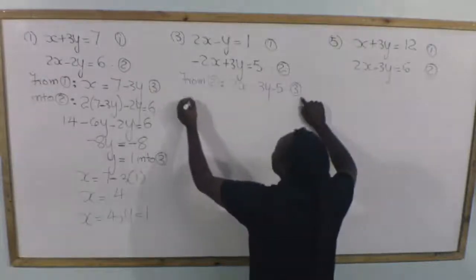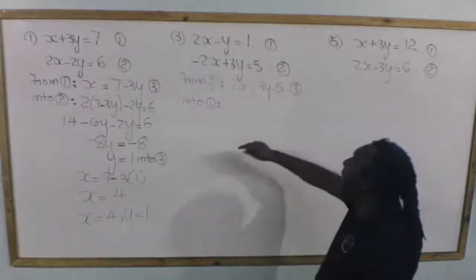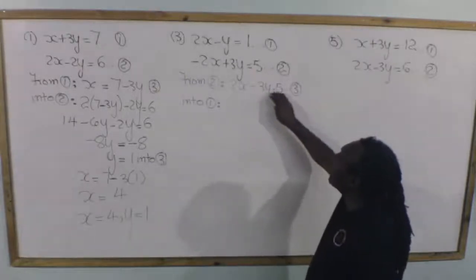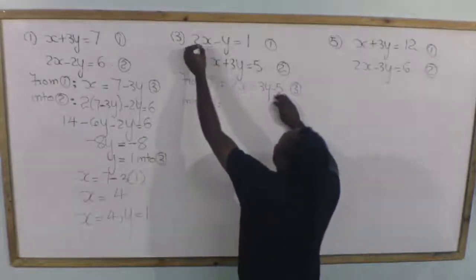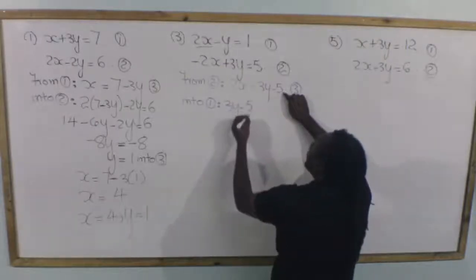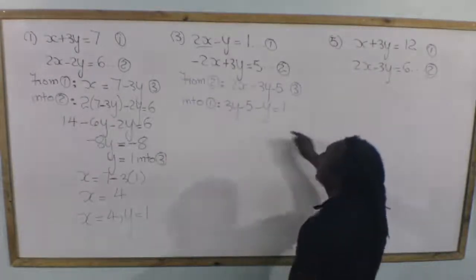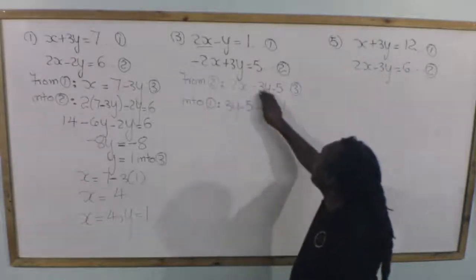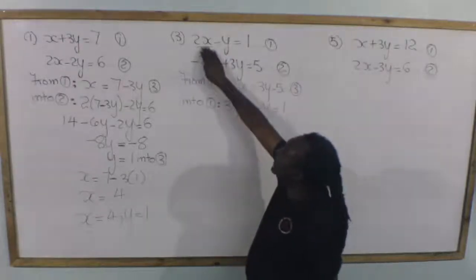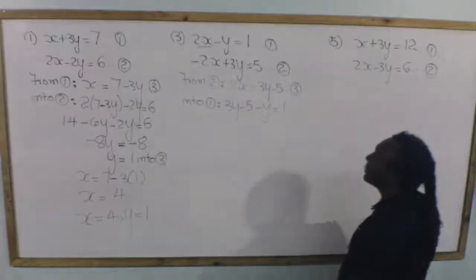And we are going to put this into which equation? Into equation 1. In equation 1, where we see 2x, we put 3y minus 5. So this 2x is 3y minus 5. Then we minus y, and that is equal to 1.